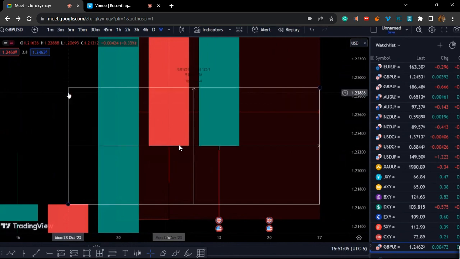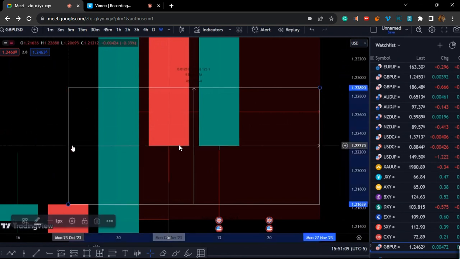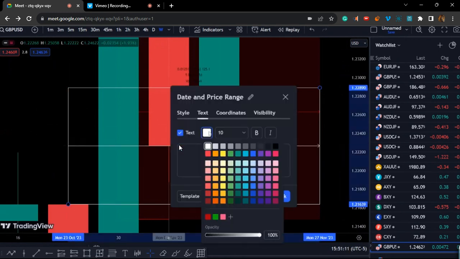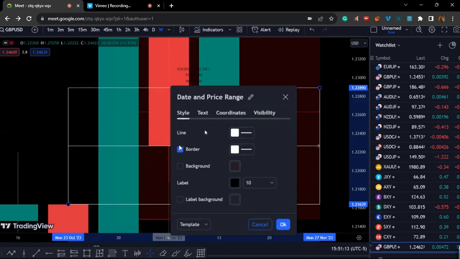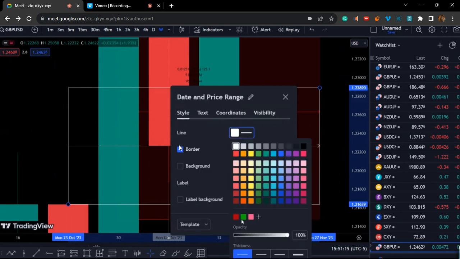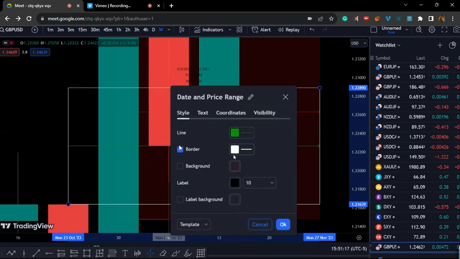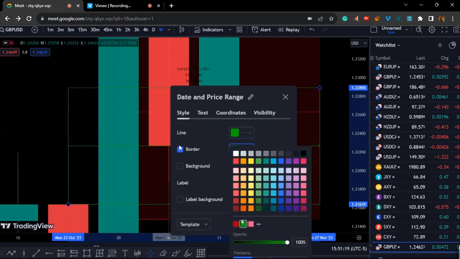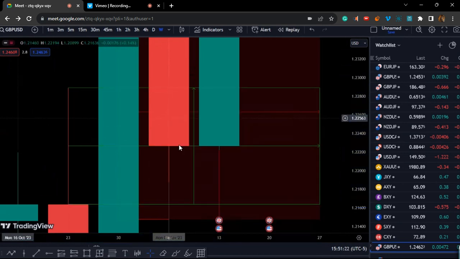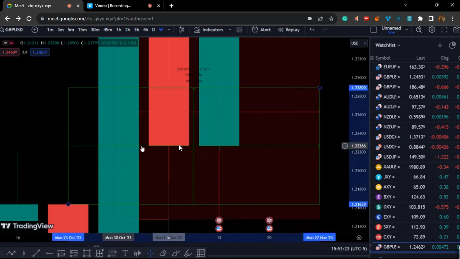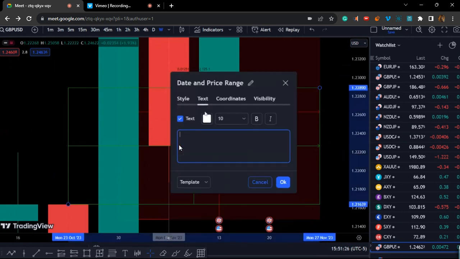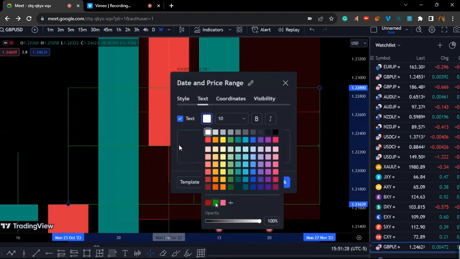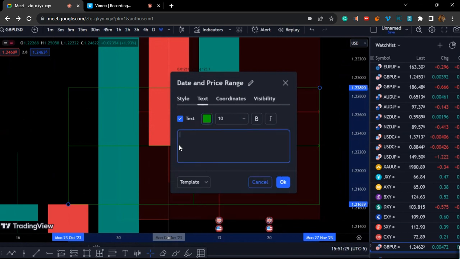Okay, so now we got to recolor that line. We got to make it green because it's green symbolizing that if price hits it, it's going to reject. So it's going to go up. Make that line green, and then go to the text and label it bullish order block. Put a plus sign OB. Make it blue, because weekly we use blue for the text.